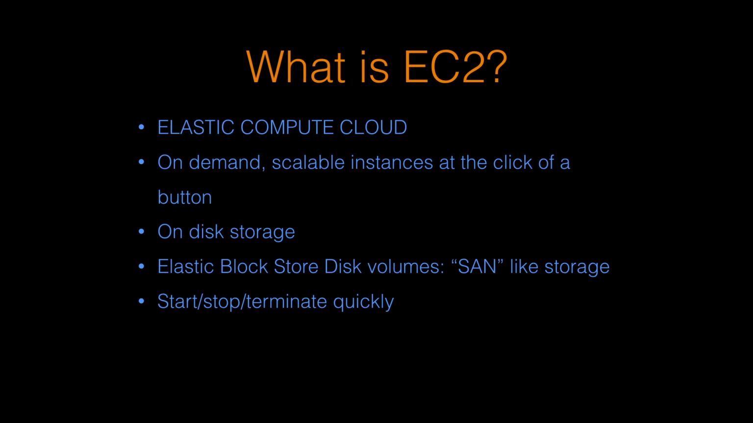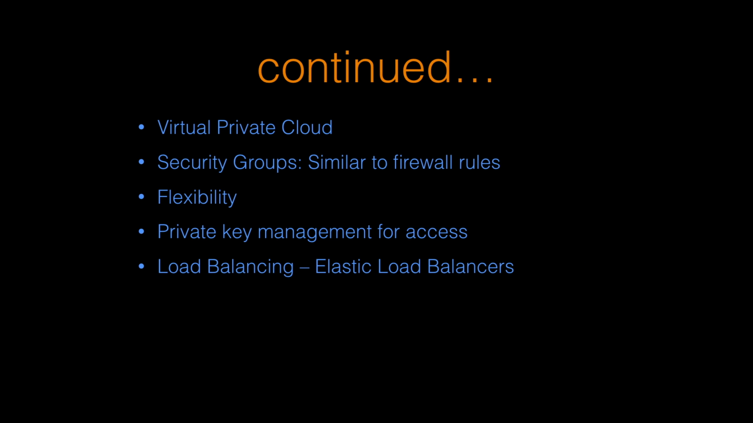With EC2, you can start, stop, and terminate instances quickly. EC2 instances run in a virtual private cloud within your Amazon account. There's security groups, which are similar to firewall rules. It gives you lots of flexibility around the kind of apps and operating systems you want to run. Private key management for access. And you can also have load balancers, called elastic load balancers, to distribute traffic evenly between instances.